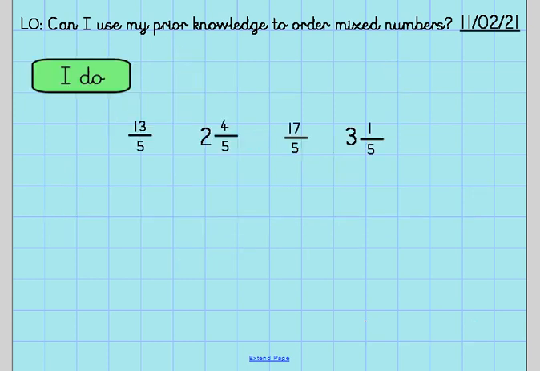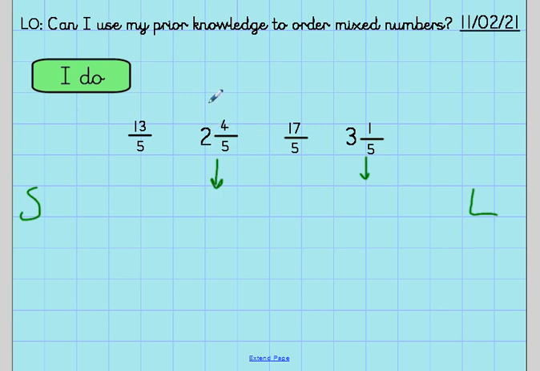Now, today, for each of your questions, you have got 4 fractions, okay? They are a mix of improper and mixed numbers. What you need to do is put these in order, okay? From smallest to largest. Now, we can't do that at the moment. So what we need to do is convert the mixed numbers, okay, to improper fractions, and then we'll be able to see really clearly.